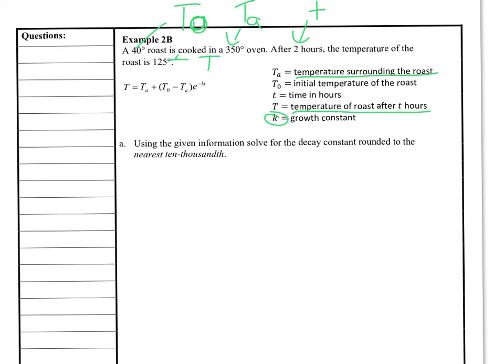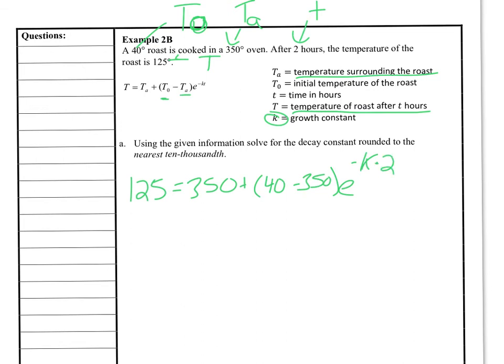All right. So we have T, which is the 125, we said, capital T. T subscript A, we said, was 350. So we'll plug that in next. Next, we're looking for T sub 0. So it's plus T sub 0, which we said was 40, minus the T sub A again, which we said was the 350, all multiplied by e to the negative k times t, which is negative k times 2.